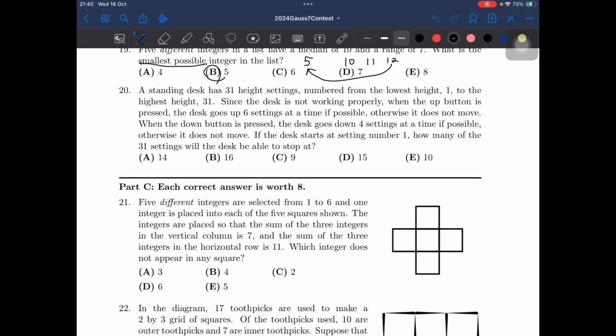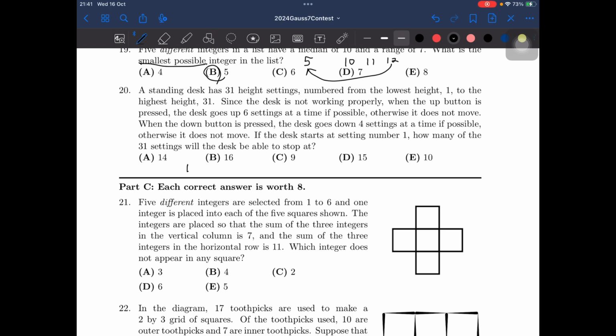The desk has 31 height settings, from 1 to 31. The up button goes up 6 settings at a time, and the down button goes down 4 settings at a time. Otherwise it does not move. Starting at setting number 1, how many of the 31 settings will the desk be able to stop at? So I start from number 1, and since I cannot go down from here, I need to go up.